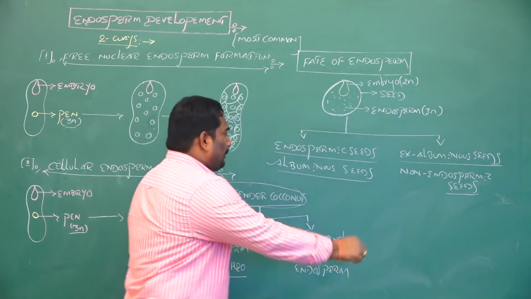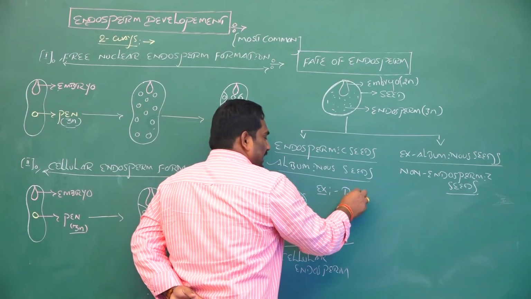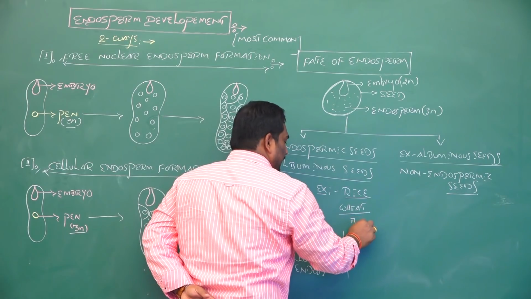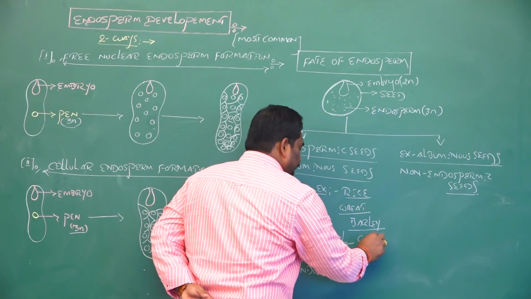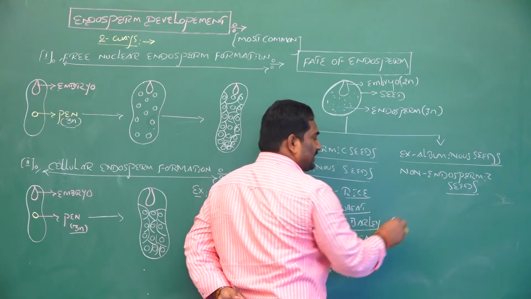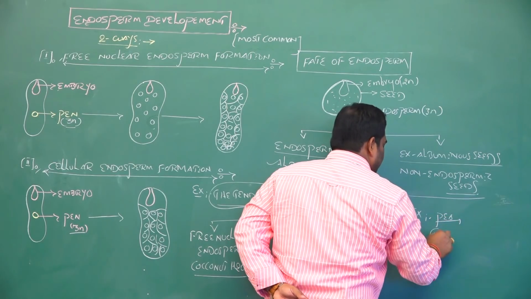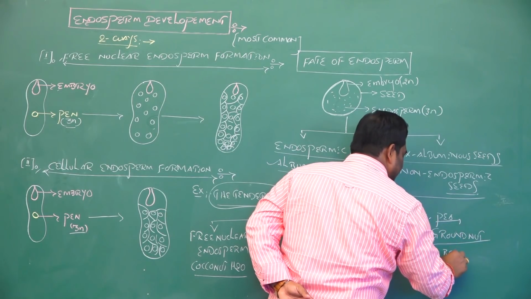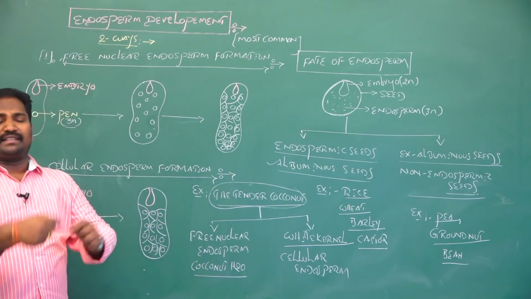The best examples for endospermic or albuminous seeds are rice, wheat, barley and castor. The best examples for non-endospermic or ex-albuminous seeds are pea seeds, groundnut seeds and bean seeds. Sir, what is the fate of endosperm in the developing seeds?